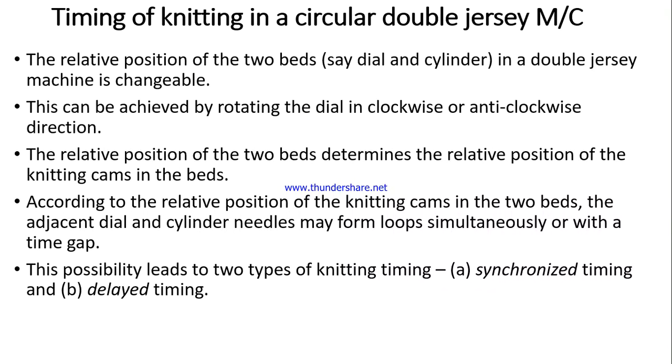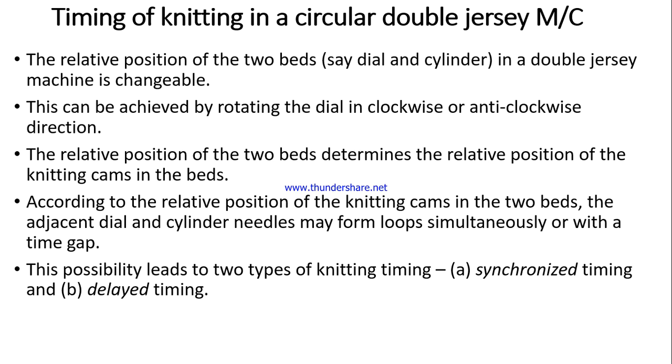Now, timing of knitting in a circular double jersey machine. Knitting timing is very important to understand. The relative position of the two beds, say dial and cylinder, in a double jersey machine is changeable. In double jersey machines there are two beds; in circular machines, the beds are called dial and cylinder. Their relative position may be changeable.